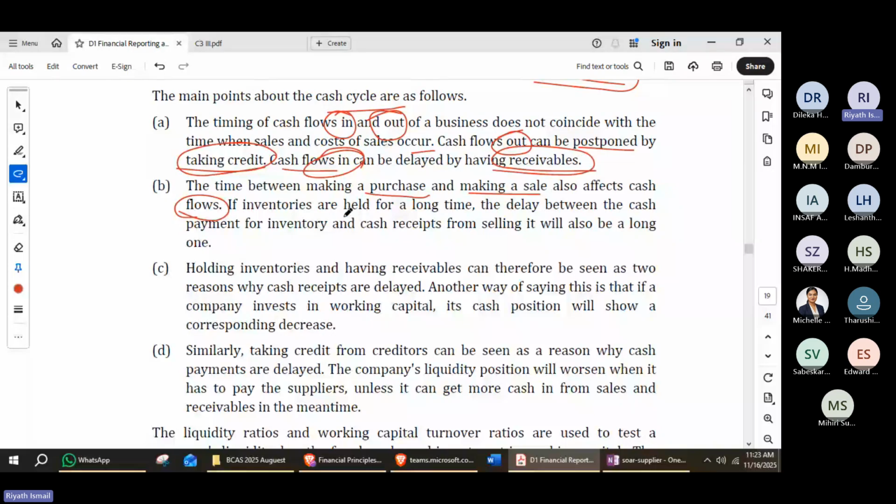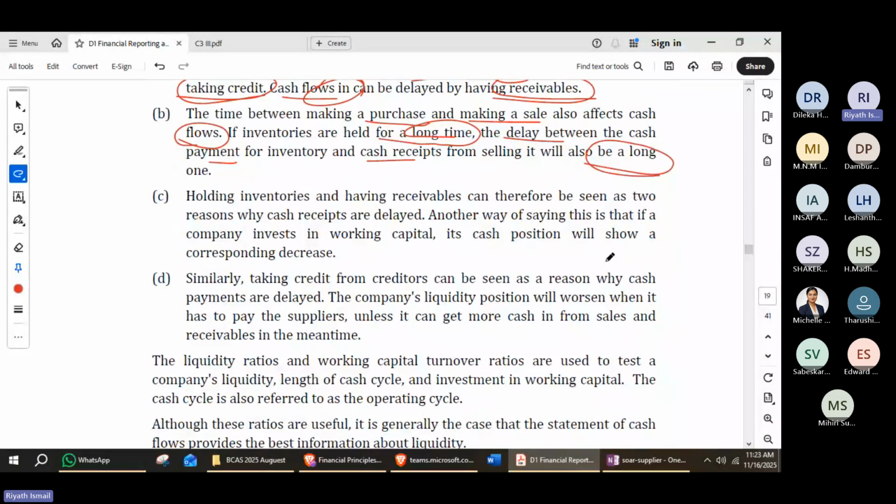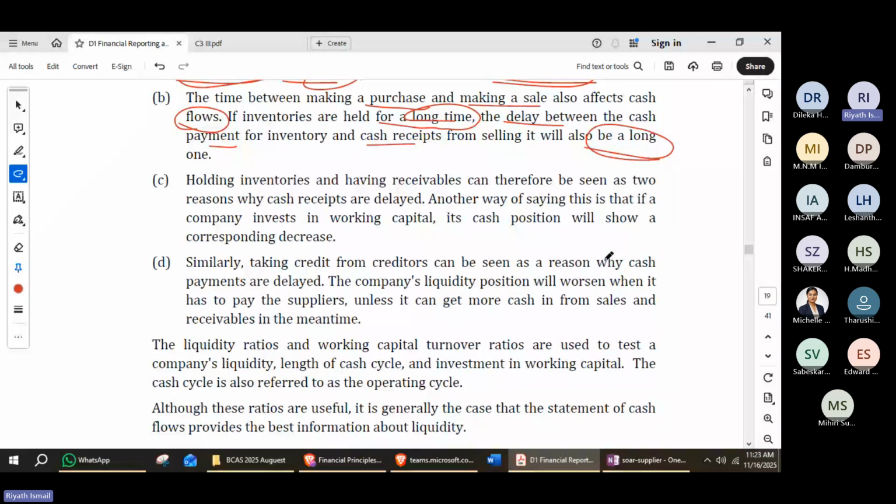If inventory is held for a long period, right? Your items are kept for a long period. The delay between cash payment for inventory and cash received from selling also becomes long, right? So the inventory is hard to convert into cash. Holding inventories and having receivables, inventories and receivables can therefore be seen as two reasons why cash receipts are delayed.